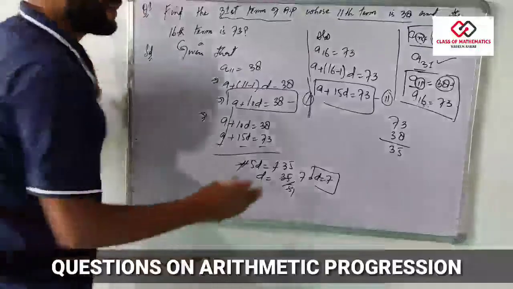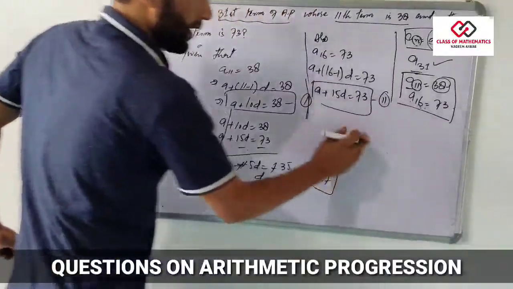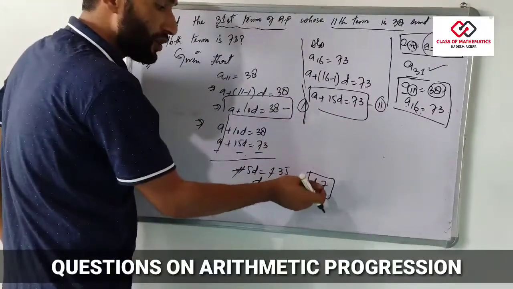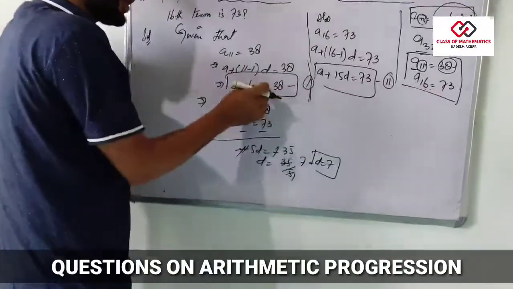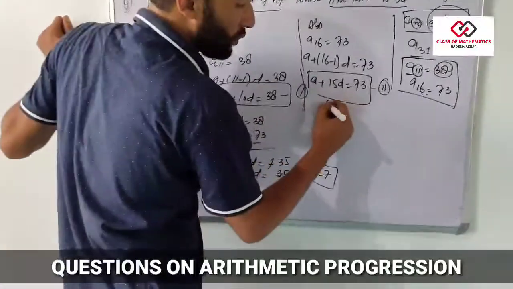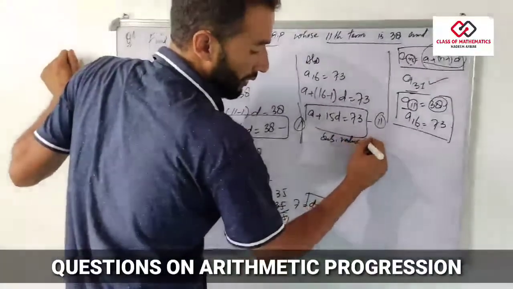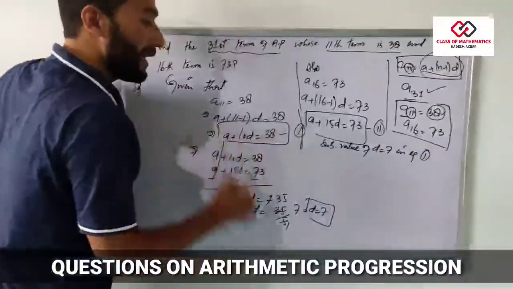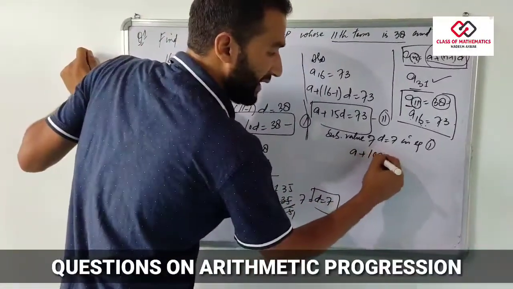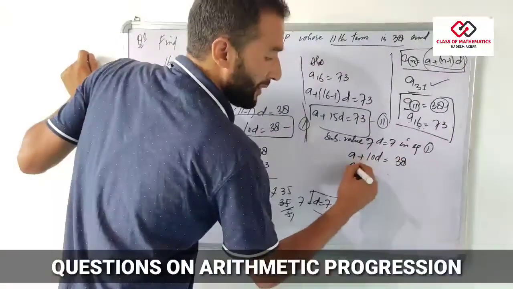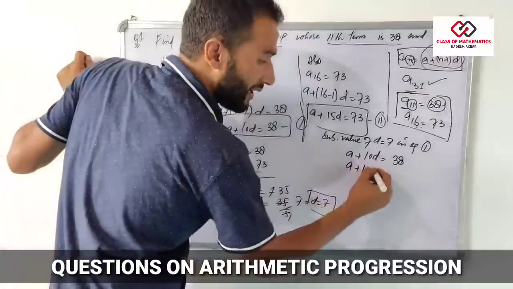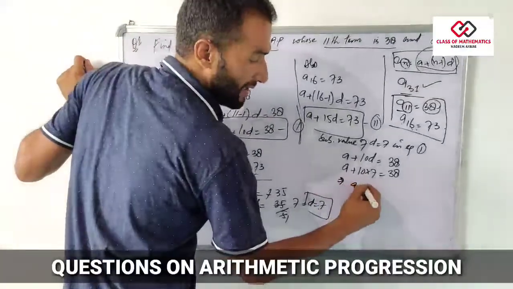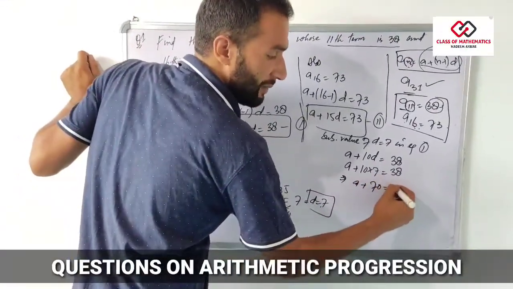Now we have found d. Now we will find a. Now d is equal to 7. What is equation first? a plus 10d is equal to 38. I will substitute the value of d in this equation, and here I will get a. Now substitute d equal to 7 in equation first: a plus 10 into 7 is equal to 38. So a plus 10 into 7, that is 70, is equal to 38.